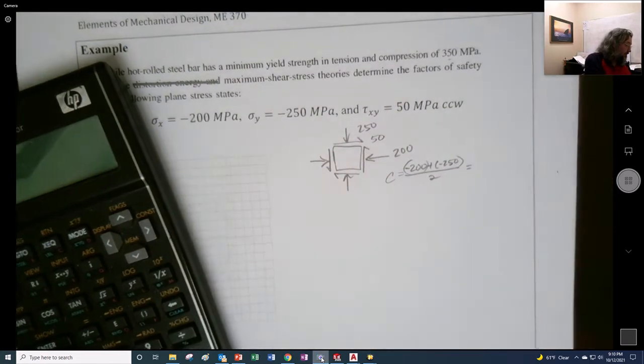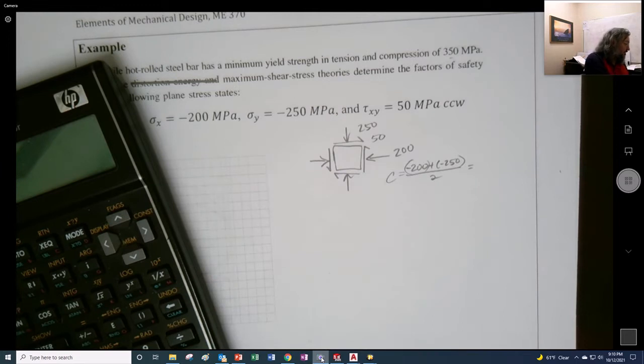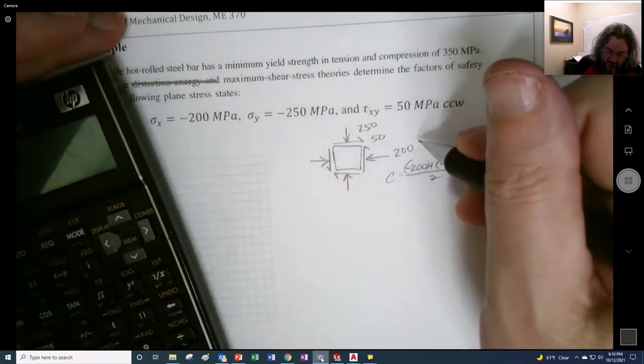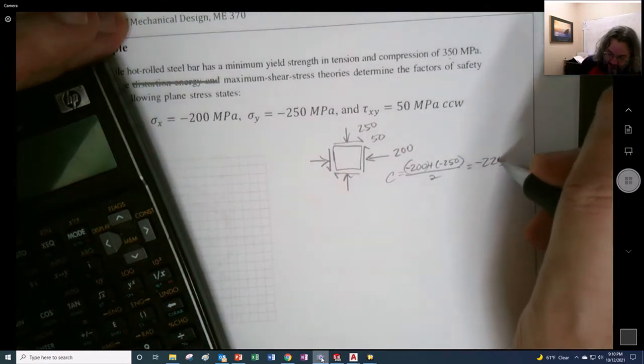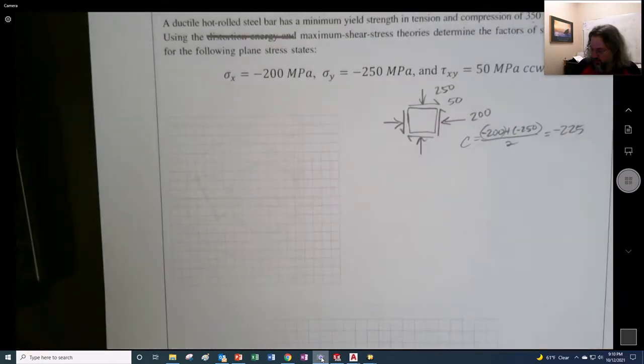And I don't have to use the calculator because I have the answers over here. Boom. Okay. And so the center is negative 225. Right, so let me plot out these points here.